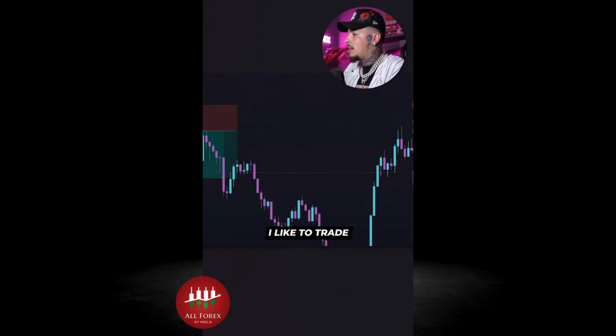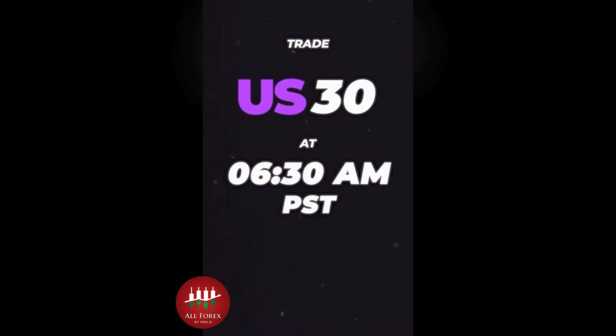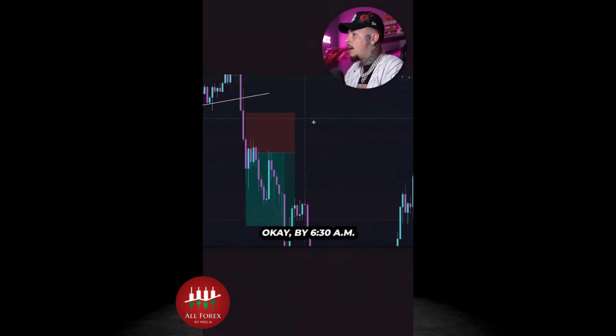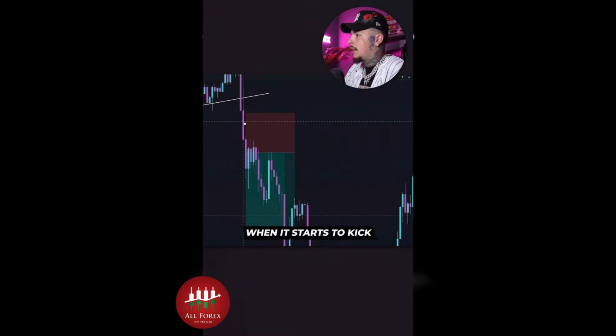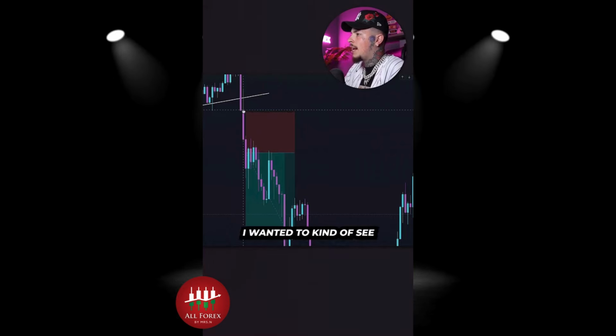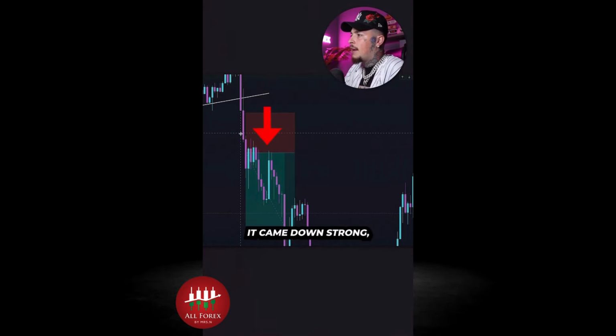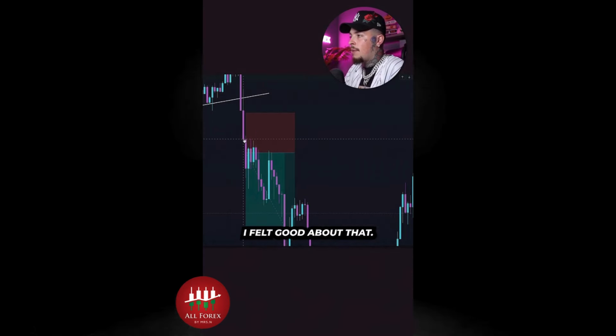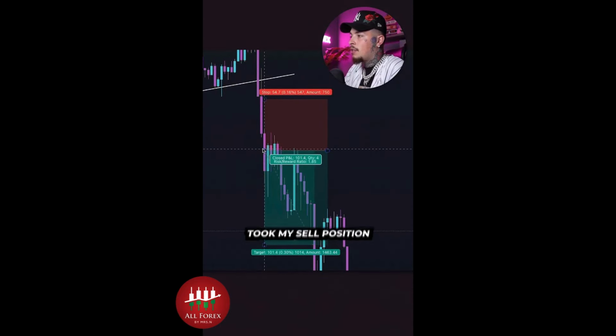The main thing is I like to trade at 6:30 a.m. Pacific Standard Time, which is New York session, okay? But 6:30 a.m. Pacific time is when it starts to kick in, which would have been on this candle. So I wanted to kind of see what's happening. Is it going to reverse here? It came down strong, closed strong. I felt good about that. And then as price came down to here, took my sell position.